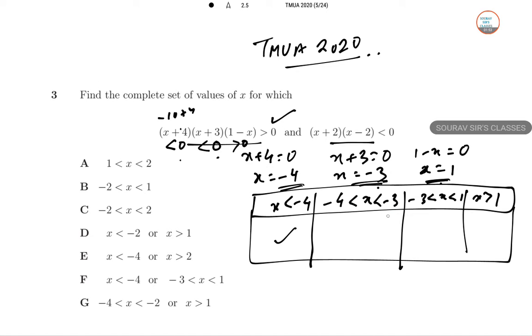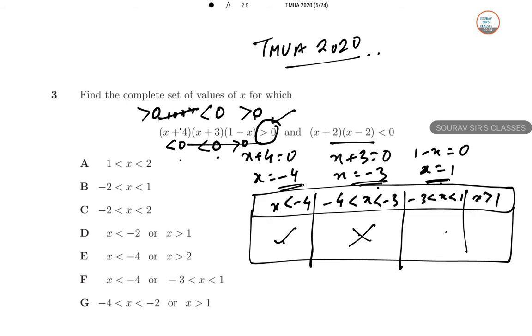From minus 4 to minus 3, this will obviously not be valid, because the valid zones come in alternation, first, then second not, then third, and then fourth not. But still, I will show you. This is a little bit tricky. We can take a value like minus 3.5. Minus 3.5 plus 4 is plus 0.5, so the first value is positive. Minus 3.5 plus 3 is negative. 1 minus minus 3.5 is again positive. So 2 positive and a negative. Ultimately it should be negative, but it is positive. It's not valid, so we can't take this.